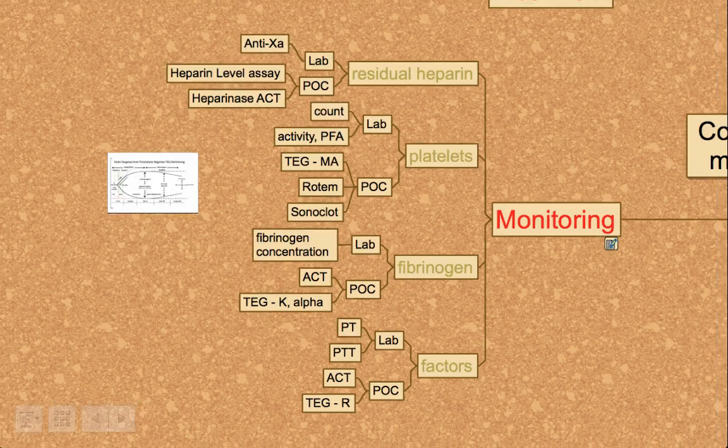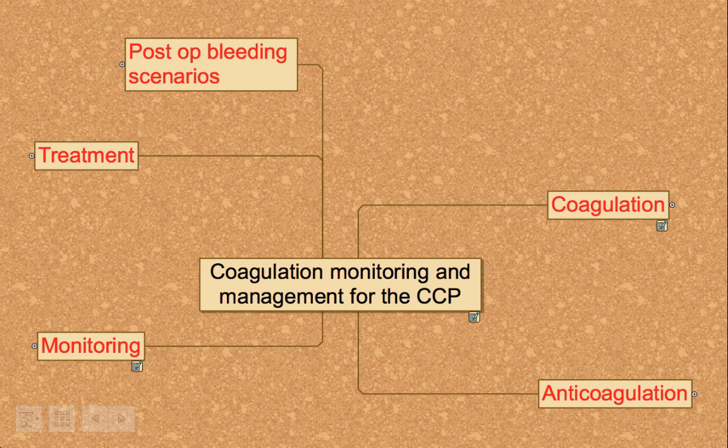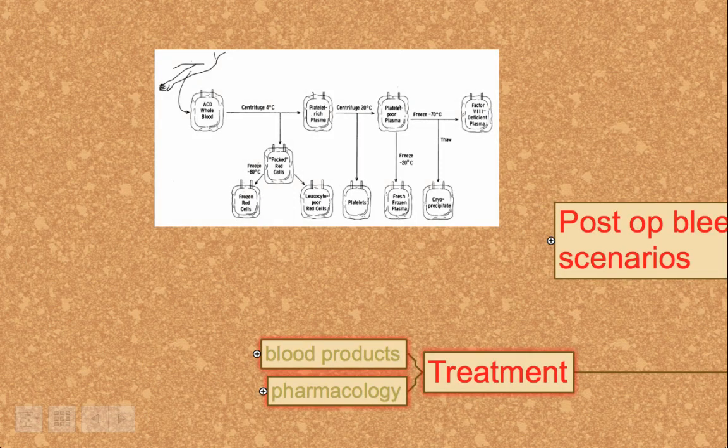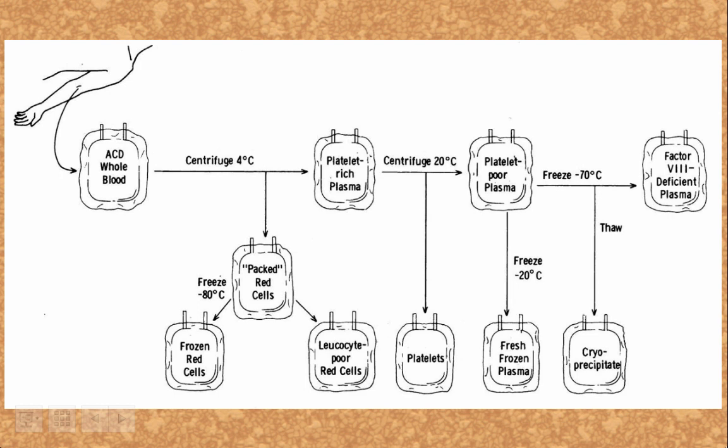So to summarize this section of the presentation, we have monitoring tests that can be performed in the lab or at the bedside for residual heparin, platelet function, fibrinogen function, and overall Coag factor performance. Let's move on to our next subject, which will address the therapeutic treatments for patients with coagulation deficits. While there are a few pharmacologic approaches to the bleeding patient, this presentation focuses mainly on blood products. Therefore, a brief review of how these blood products are produced may be in order.